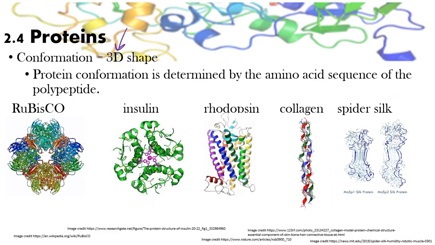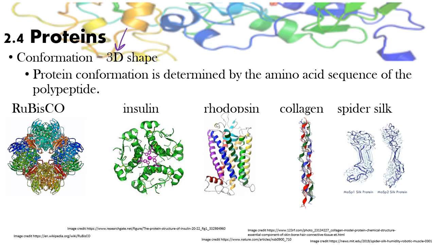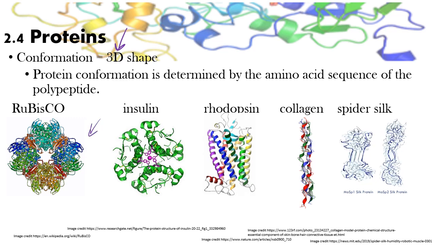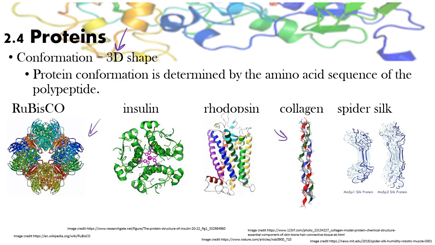Proteins have different 3-dimensional shapes. We're going to call that their conformation. The conformation of a protein gives it its function. The shape is determined by the amino acid sequence. And so when we look at the different shapes of these proteins, these are the same ones that we looked at very early on in this slideshow. So these different protein shapes are determined by the amino acid sequence. So Rubisco and collagen have very different amino acid sequences, which is why they have very different shapes.